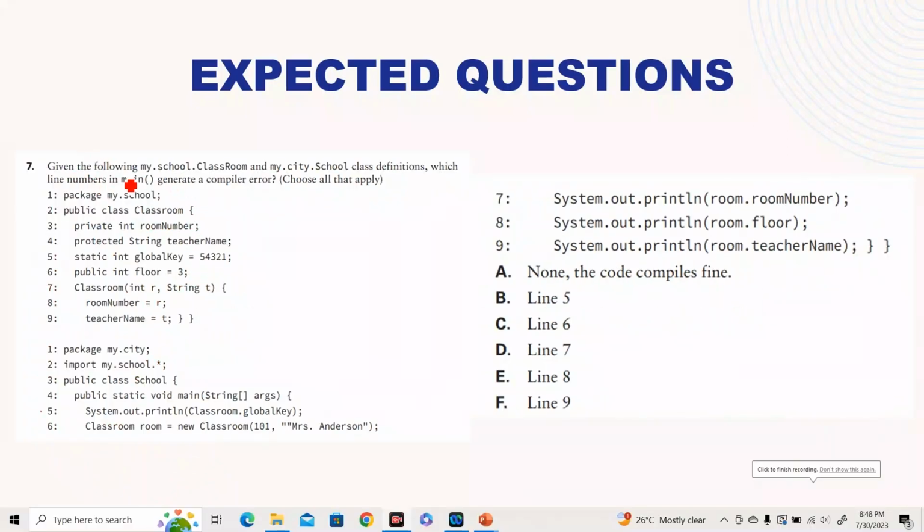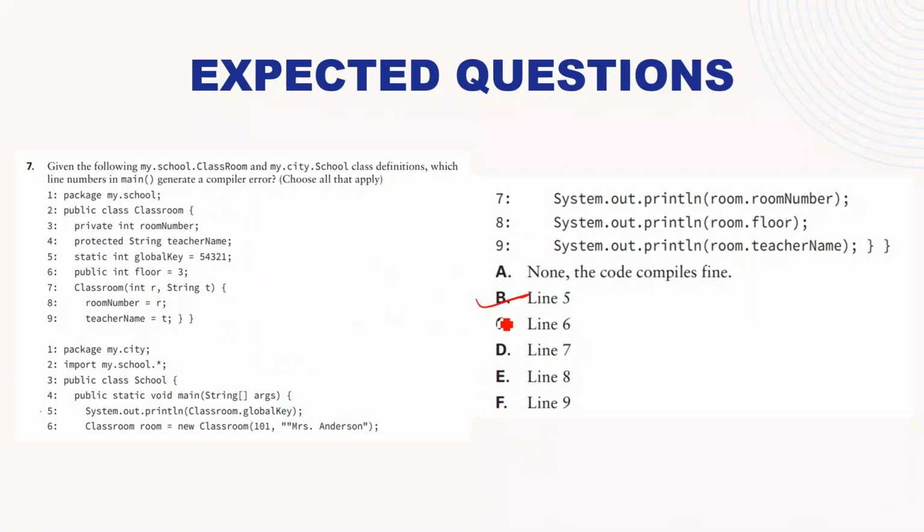Alright, so question number 7, given the following my.school.classroom and my.city.school class definitions, which line numbers in the main method generate a compiler error? Alright, so by reading through the code and going through the options, I would say that the correct options are B, C, D and F. So first of all, why did I choose these options? The two classes that you see over here, the classroom class and the school, are in different packages. So which means private access and default access will not compile.